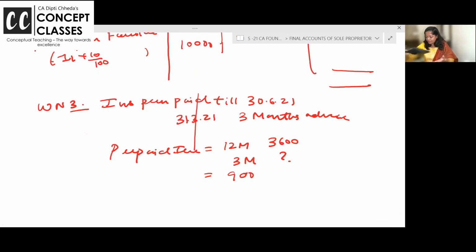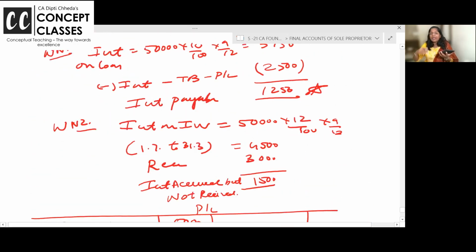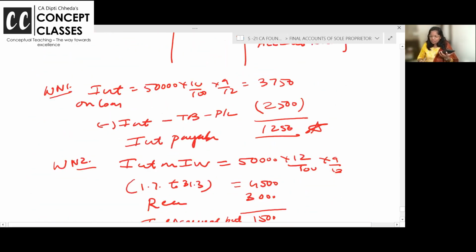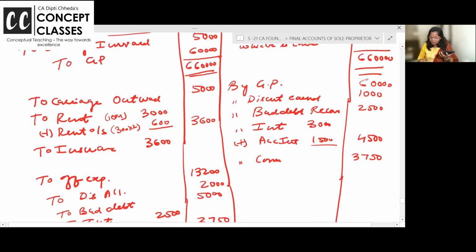Correct? Yeah. 12 months insurance is 3,600. April, May, June you have paid in advance. So that is coming to 900 as prepaid insurance. And the journal entry is clear. You credit insurance. Insurance was overpaid, so you have debited prepaid insurance. Prepaid insurance debit to insurance. So go to your P&L account.